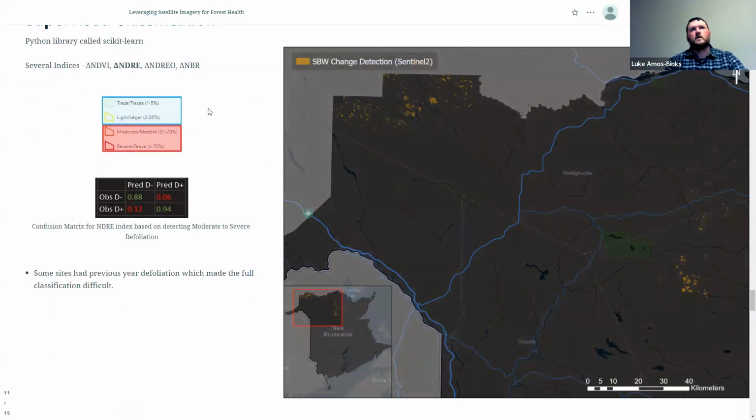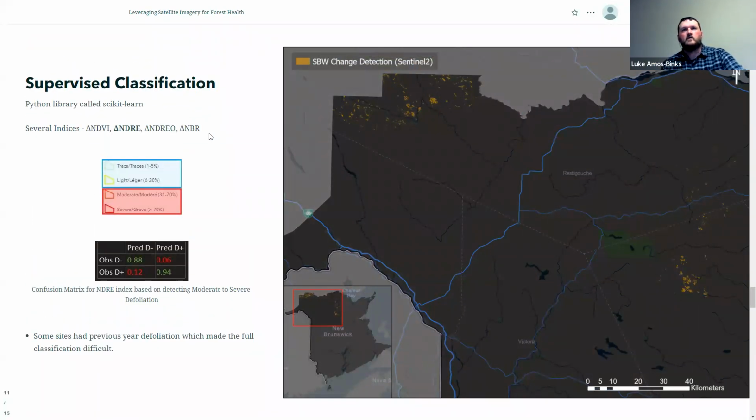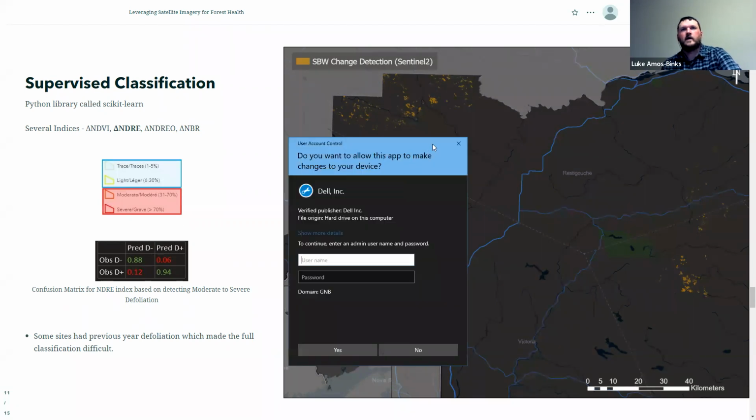So to do this, we used a Python library called scikit-learn. It's a free library, and it's got a lot of functionality in it. And we tried several different indices. NDVI is a pretty commonly known one, easy to produce with a lot of the 4-band imagery. NDRE we had some success with, and a few others. In the end, we didn't get to classify our data in a very accurate way across 4 classes.